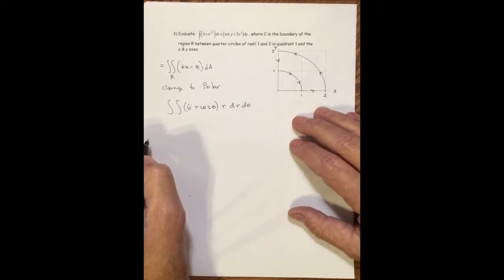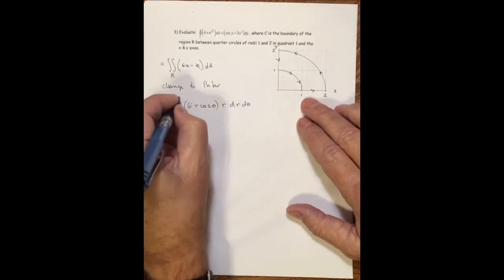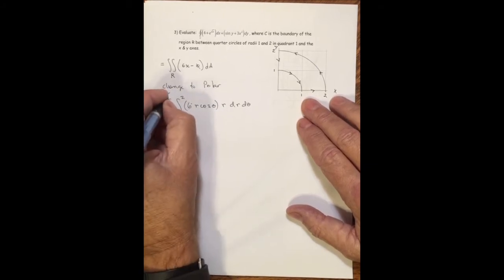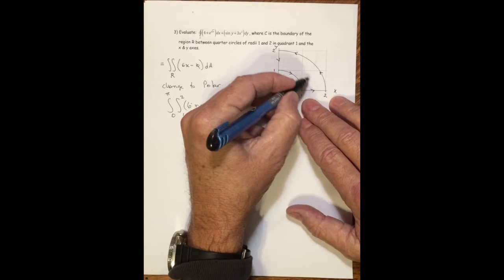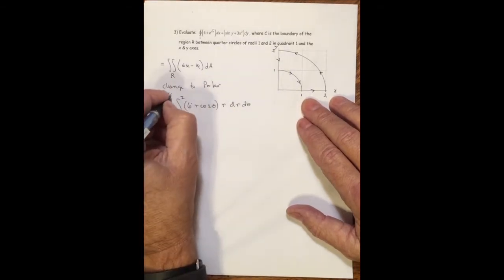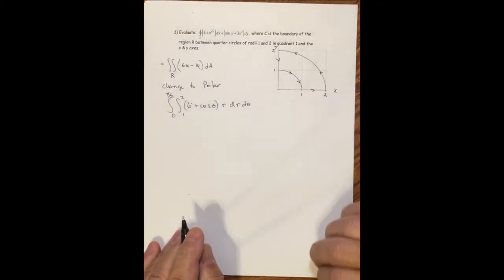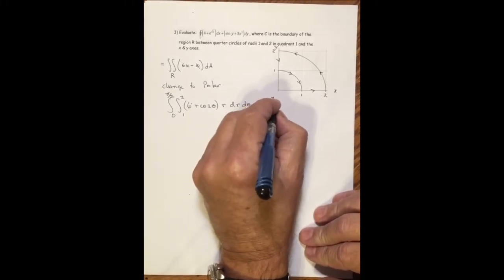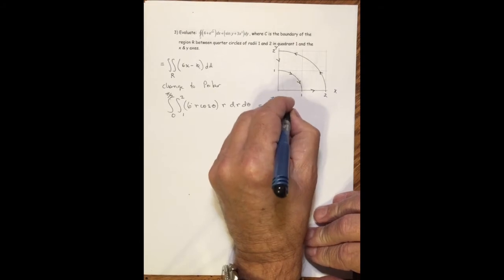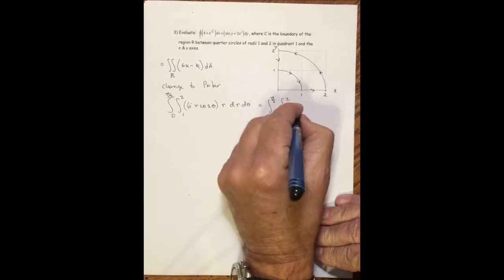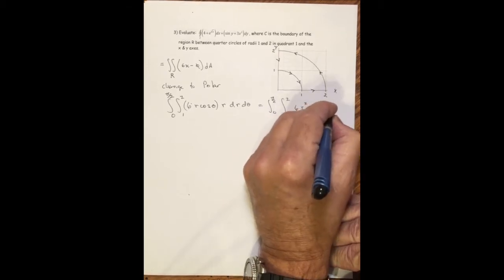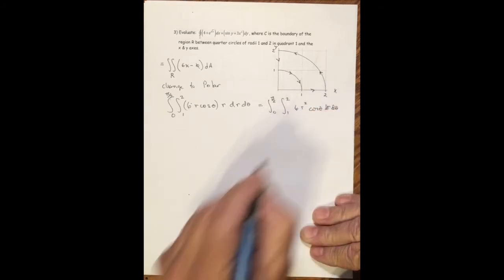So then what are going to be the limits? Well, r is going to go from 1 to 2, and then theta would go from 0 to what? From 0 to pi over 2. Cool. So integral from 0 to pi over 2, integral from 1 to 2, and we'll get a 6r squared cosine theta, and then dr d theta.